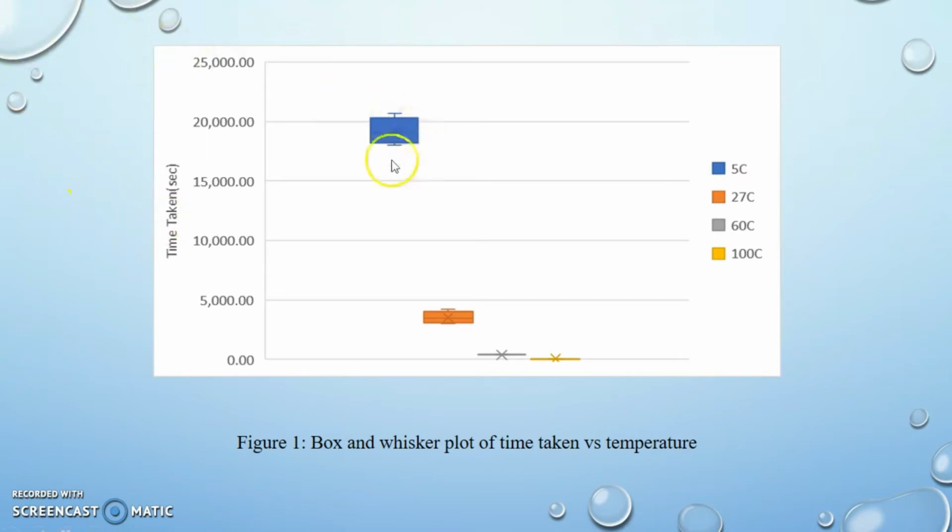For example, for 5 degrees Celsius, the time taken in the graph shows 20,000, but 100 degrees Celsius shows 0 seconds. So it shows a big difference between each temperature. This may be caused by the considerable discrepancies of the water temperature.